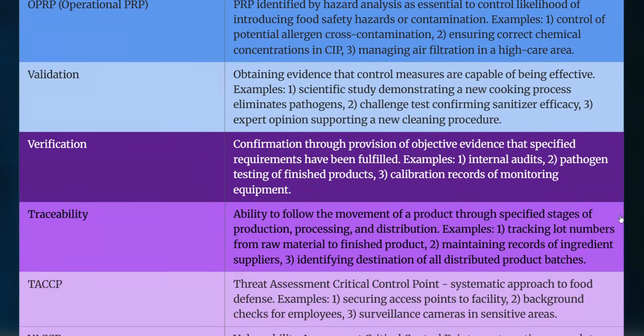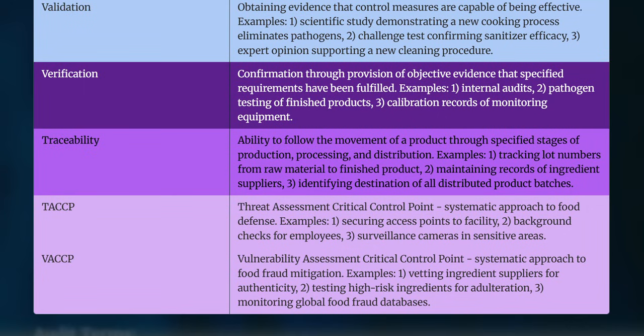And in food safety, you will hear about validation. Validation in food safety context means obtaining evidence that control measures are capable of being effective. Example for validation: a scientific study demonstrating a new cooking process eliminates pathogens, and we will conduct that today. Second, challenge tests confirming sanitizer efficacy. And third, expert opinion supporting a new cleaning procedure. So those are examples of validation in food safety. When you hear about validation, this is what they mean.